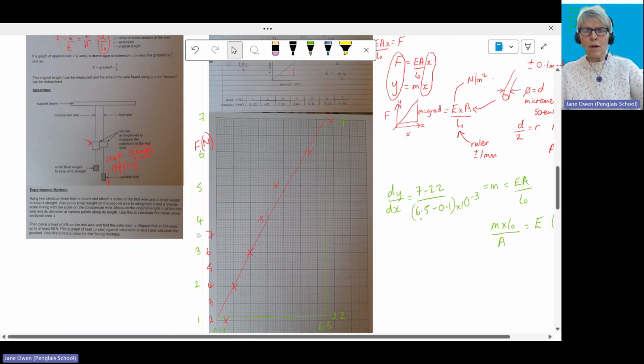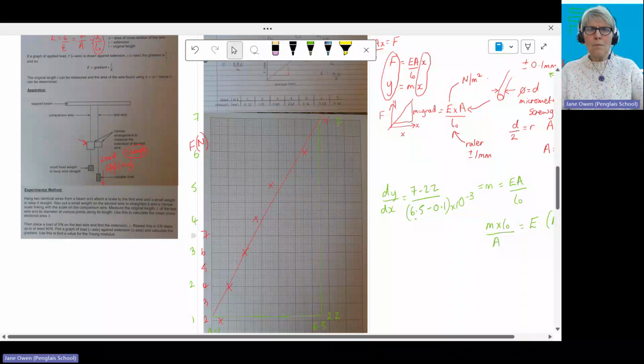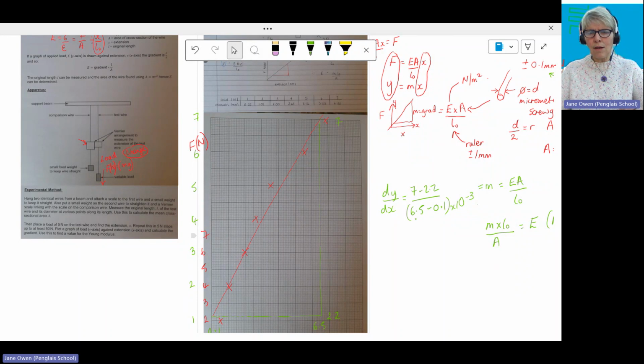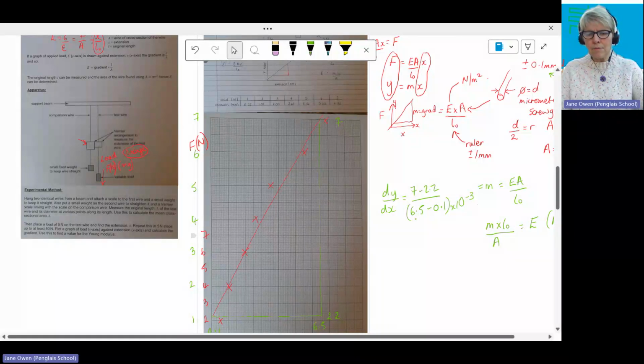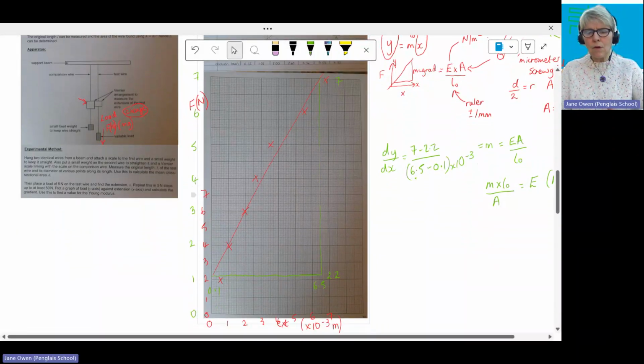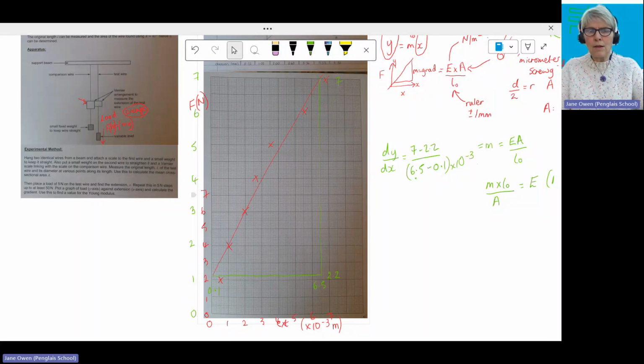And you can see it's quite involved and detailed, but that skill of relating y equals mx, and in this case, plus c where c is 0, but I haven't forced it through the origin. We just know that it should be close to the origin, but we're not forcing anything through the origin because there could be a systematic error.